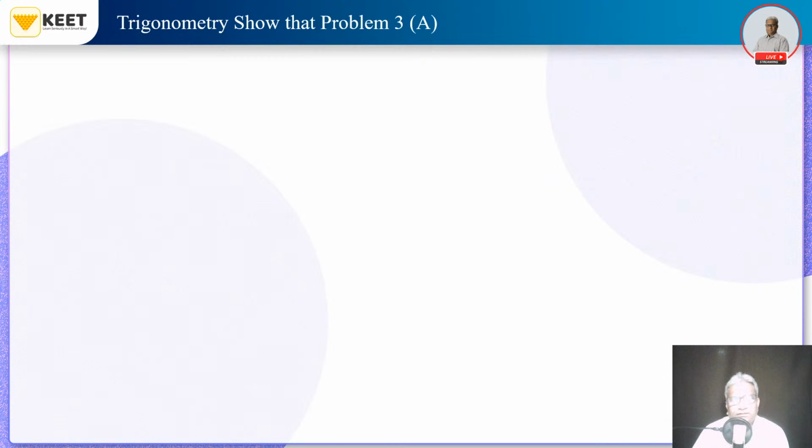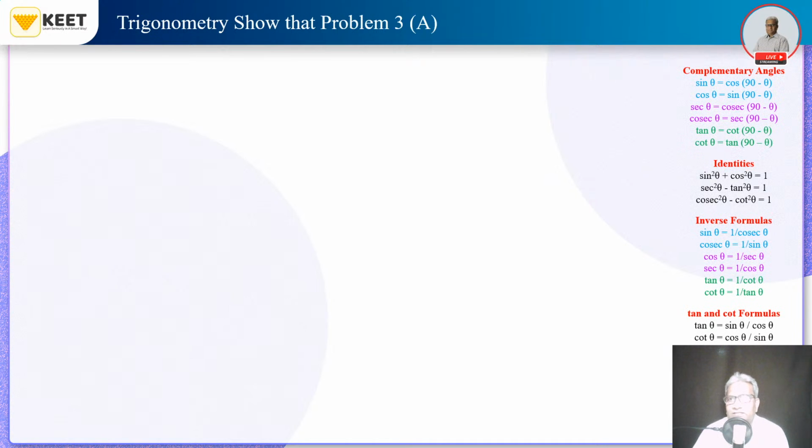So on your screen, whenever we start solving the show that problem, we must have our formula list ready. So the formula list is there on the screen. Again revise the formula. In the formulas, our important formulas are the identities. They are used most frequently.